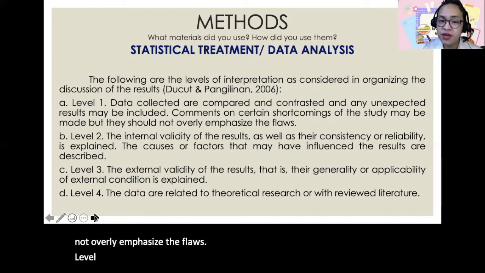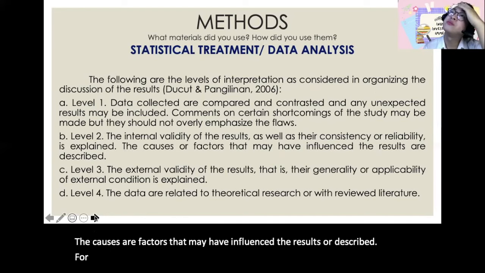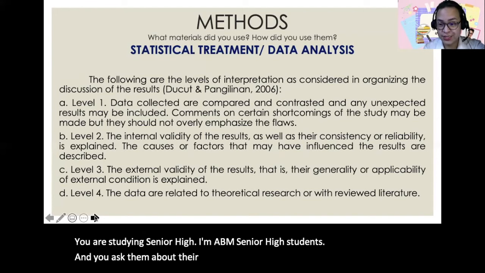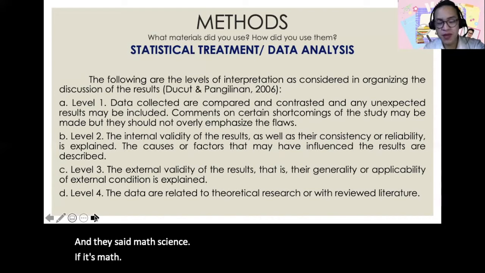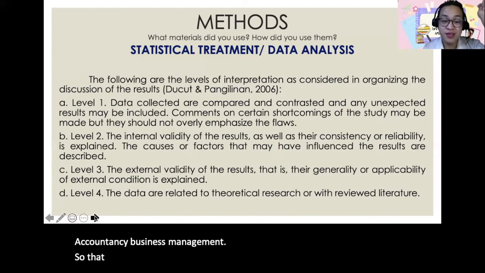Level 2: the internal validity of the results as well as their consistency or reliability is explained. The causes or factors that may have influenced the results are described. For example, you are studying senior high ABM students and you ask them about their favorite subjects, and they said math, science. Of course, because it's ABM, accountancy, business management. So that is internal consistency, internal validity, or factors that may have influenced the results.